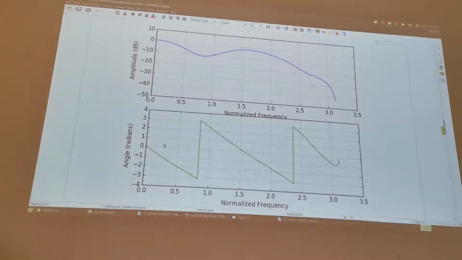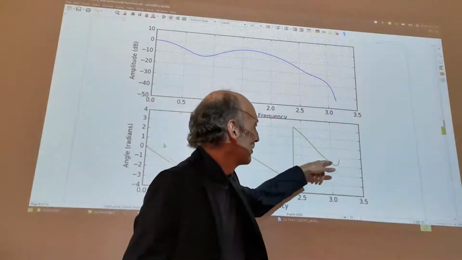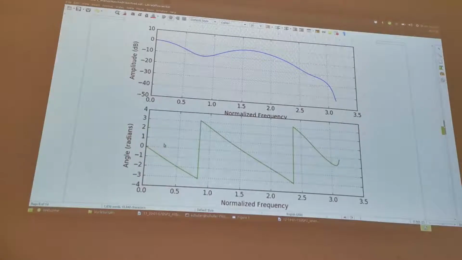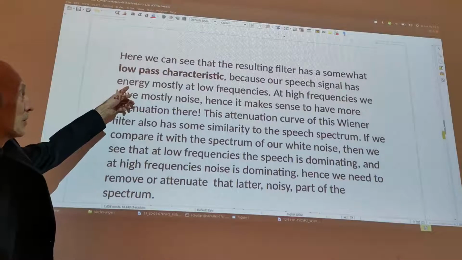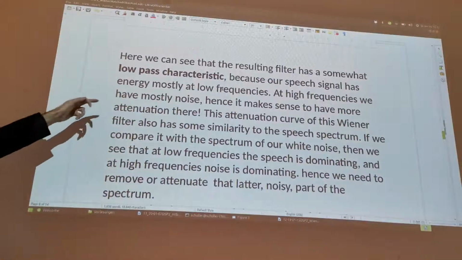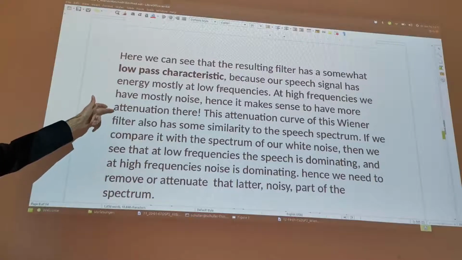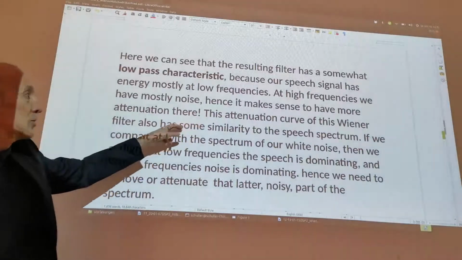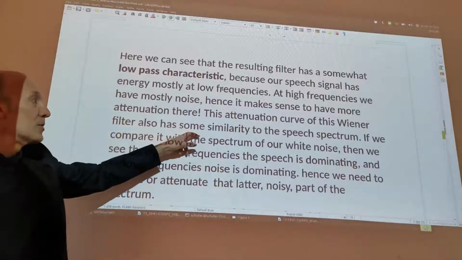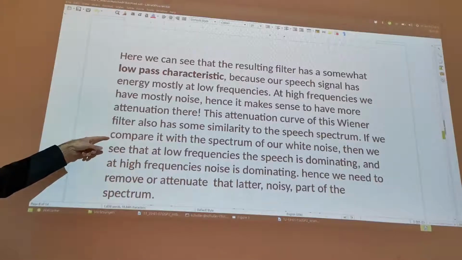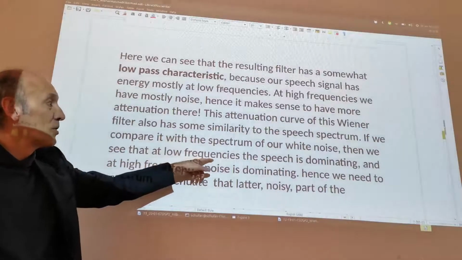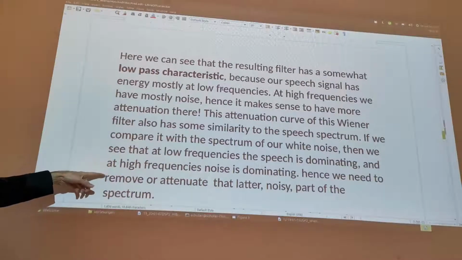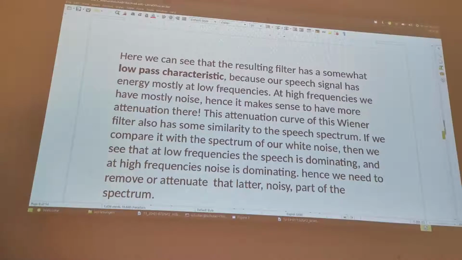Right. Yeah, you can also see it's a non-linear phase because it was non-symmetric, so here you can see it particularly well, non-linear phase. Yeah, so we can see that it has a low-pass characteristic, because that's where our speech signal is, at low frequencies. At high frequencies, we have mostly noise, and hence it makes sense to have more attenuation there. So this attenuation curve of this Wiener filter also has some similarity to the speech spectrum. If we compare it with the spectrum of our white noise, then we see that at low frequencies the speech is dominating, and at high frequencies noise is dominating. Hence we need to remove or attenuate that latter noisy part of the spectrum.